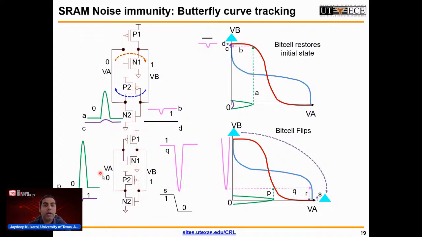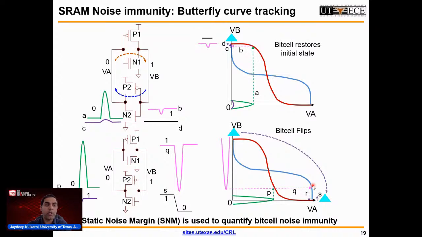Let's take another example with the same butterfly characteristics, but instead on the VA node, I get a noise event of a significantly larger magnitude shown by this bottom green curve. And if I try to project this onto the VA-VB axis, it will project onto this red curve, the transfer characteristics of the top inverter at this point, then it will get projected onto the bottom inverter characteristics, which is shown by this blue line over here. So qualitatively, what is happening is a strong noise amplitude here is creating a significant dip at the output of the VB, and that is resulting in a bit flip event. So if the noise amplitude is too much, such that the loop gain is more than one, then we will have a bit failure event.